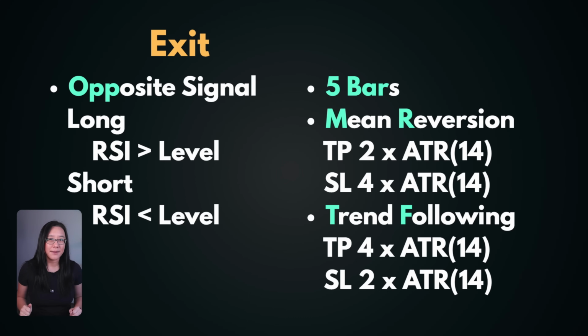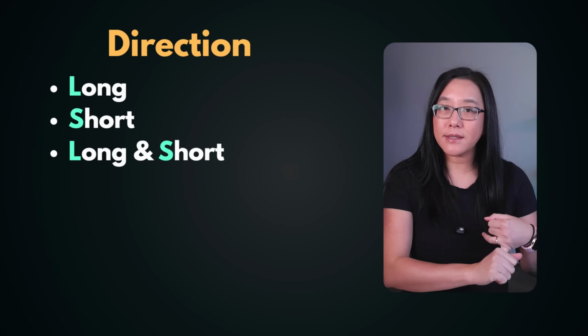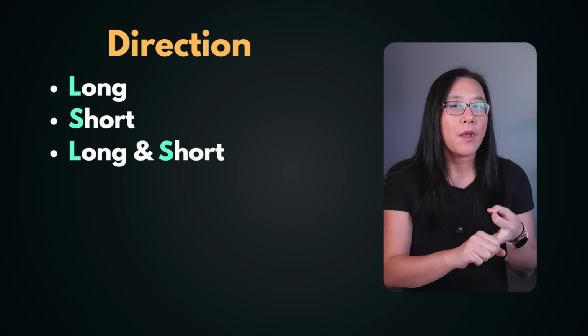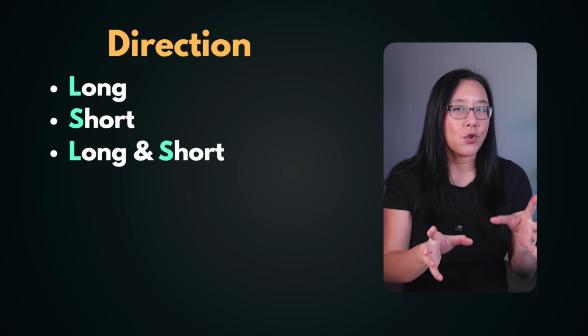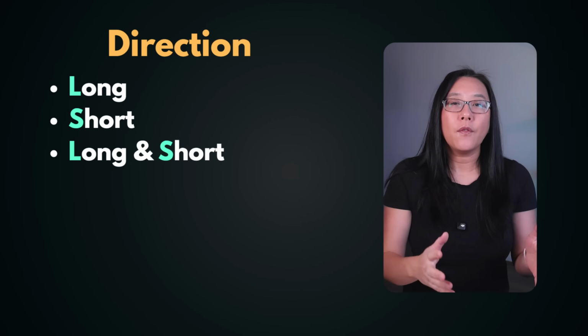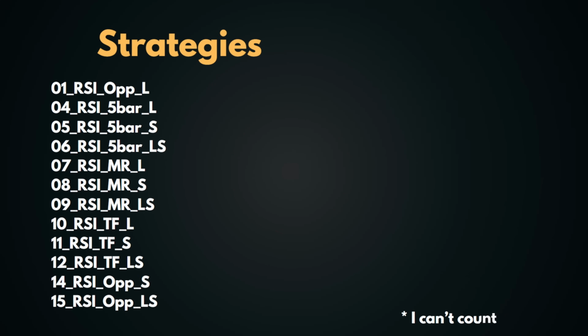I will be testing longs separately, shorts separately, and I will also have a strategy where we are trading both longs and shorts, where the rules will be the opposite and symmetrical for both the longs and shorts. So combining all the different variations, we have our entry, we have our exit, and we have our direction, making 12 total different strategies.